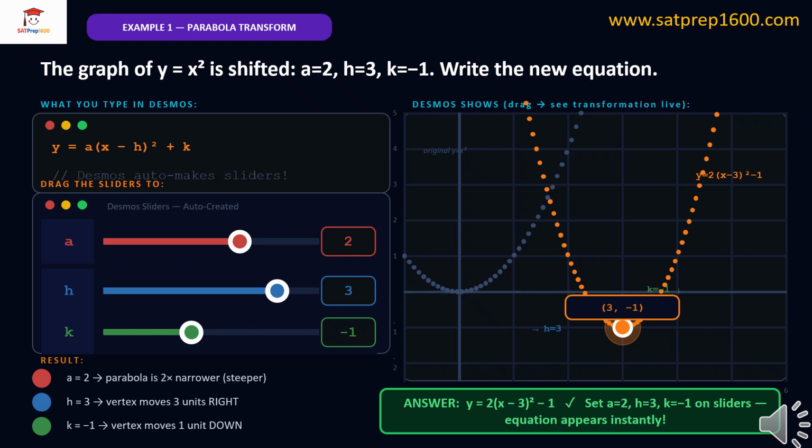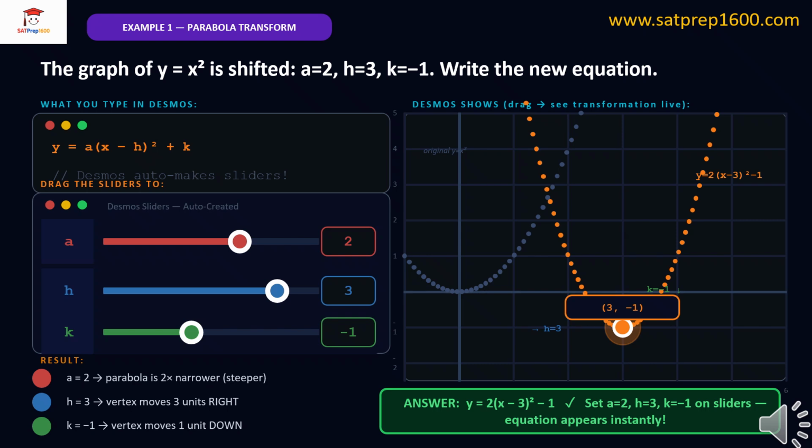The graph of y equals x squared gets transformed. a equals 2, h equals 3, k equals negative 1. Write the new equation. In Desmos, you type y equals a, open paren, x minus h, close paren, squared, plus k. Hit enter. Desmos pops up sliders for a, h, and k automatically.